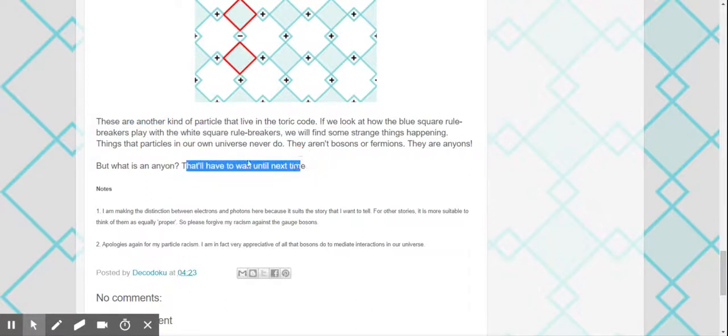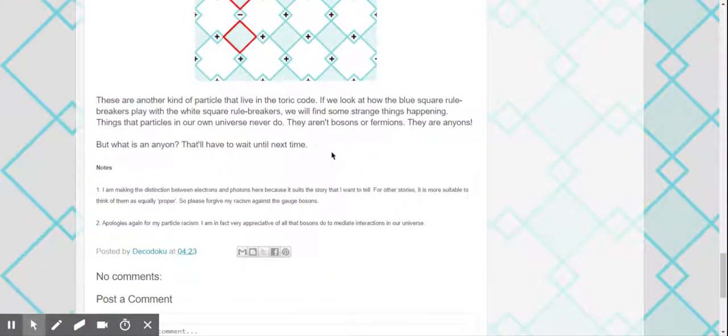But what in between, you mean anyons because of the interactions between the blue squares and white squares, or what? Look at how the blue square rule breakers play with the white square rule breakers, we'll find.